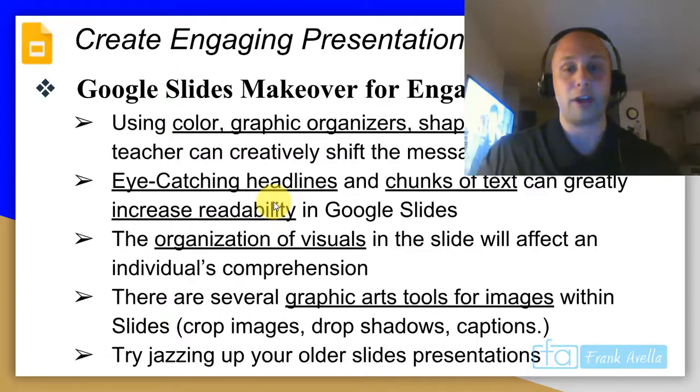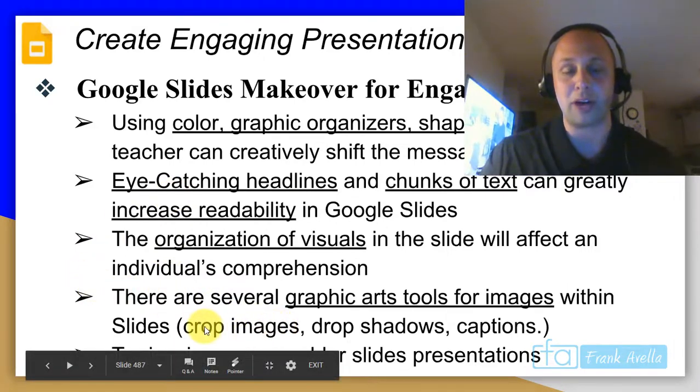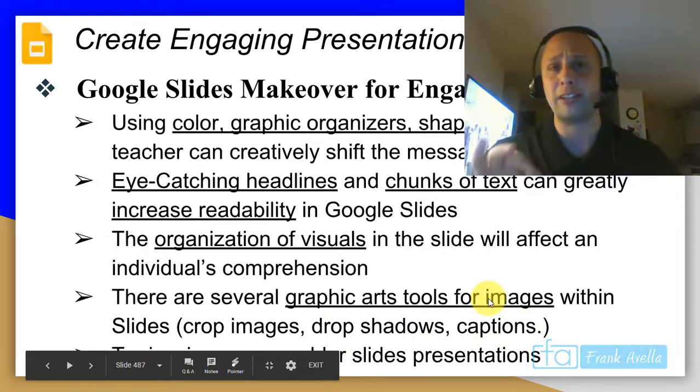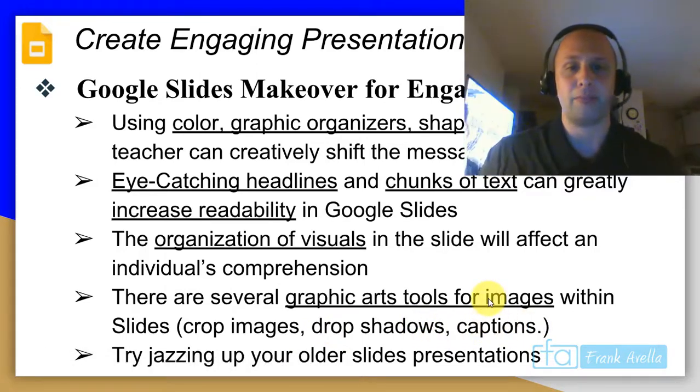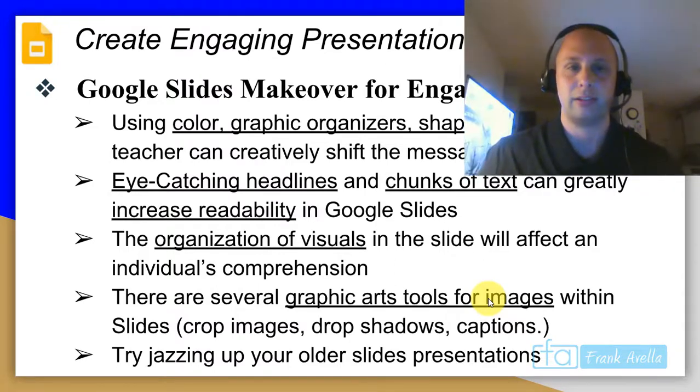Organization of visuals. You could use arrows and things like that to create a nice flow chart. Several graphic arts tools for images. So if you create an image and you select on that image, I want you to look down here where it says crop. You can crop an image. You can do drop shadows, captions. All of that is in my video. And you can try jazzing up your older slides presentation. Take an older presentation, work on it a little bit. Help you develop your abilities working with Google Slides.